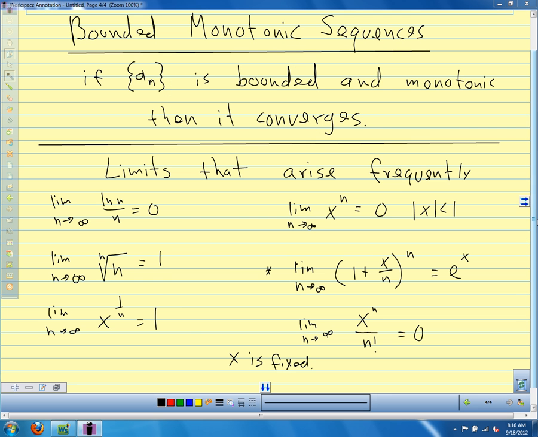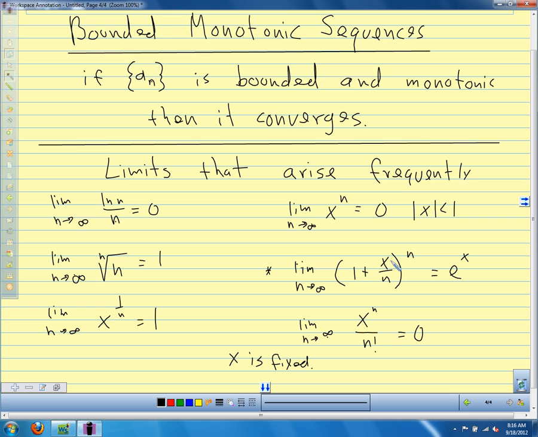Before we start talking, I listed some limits that come up frequently that it would be good to know, or at least be familiar with a little bit. This is the one we talked about when we talked about our homework. And for all these, x is fixed. So x is not varying. We're looking at a specific x.